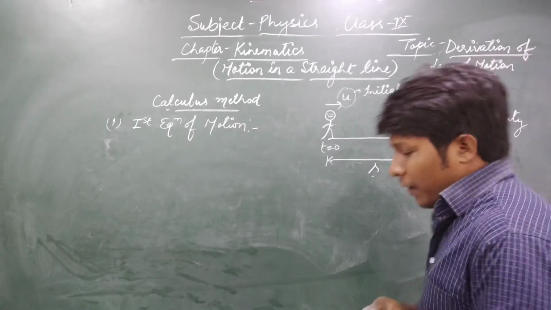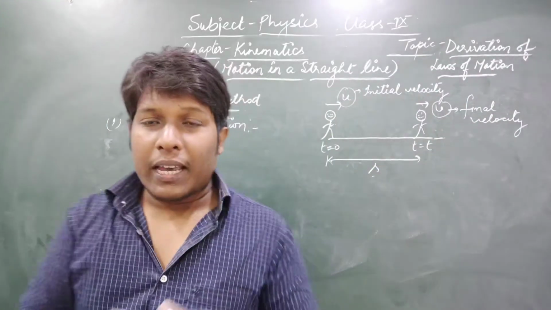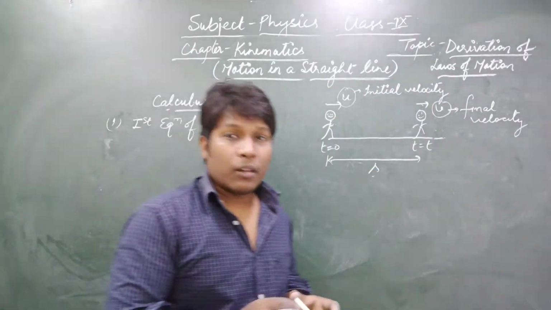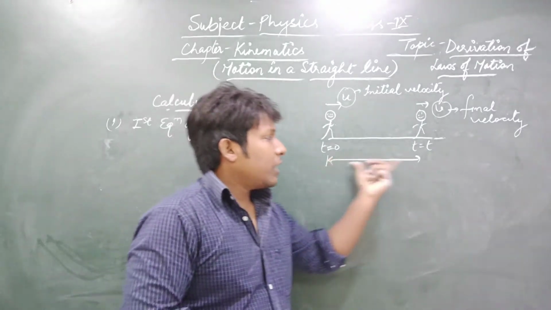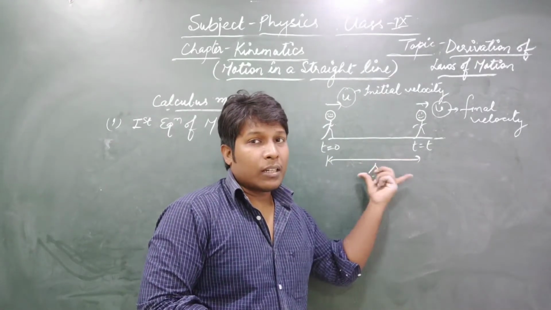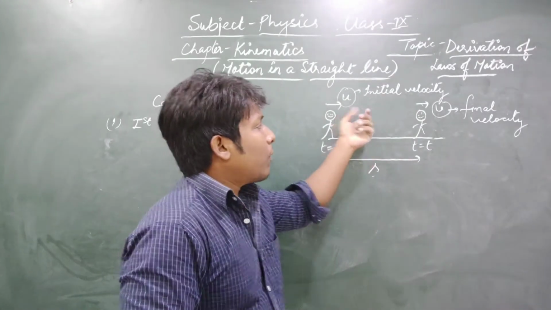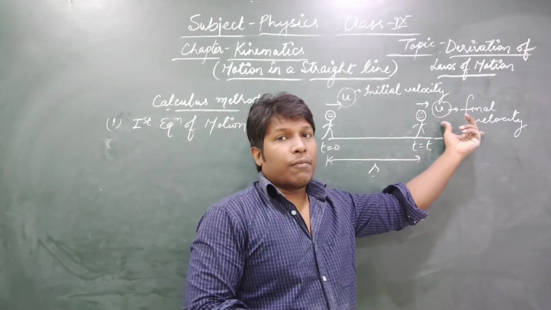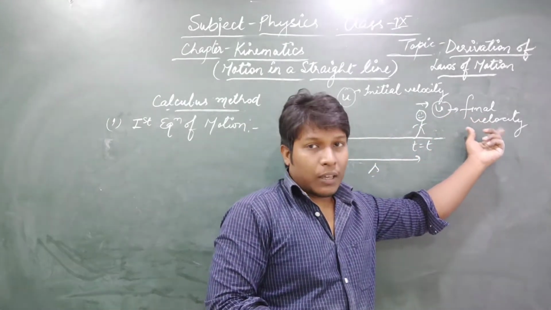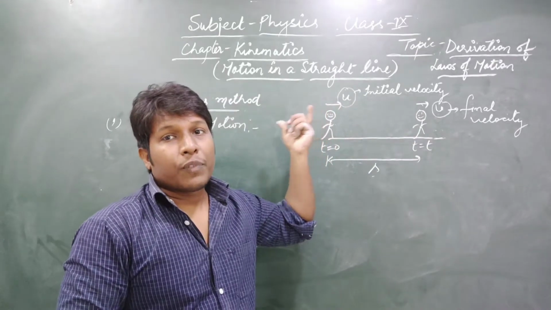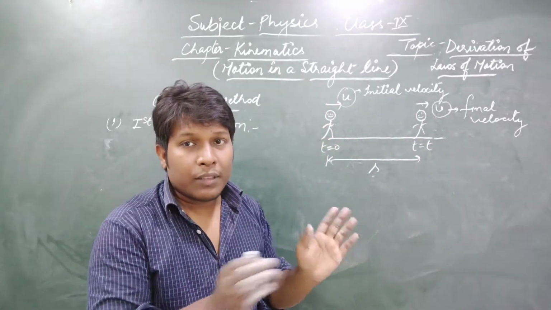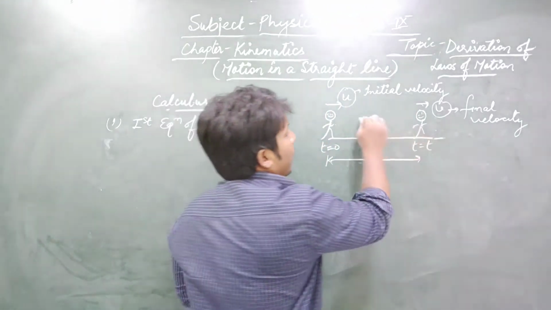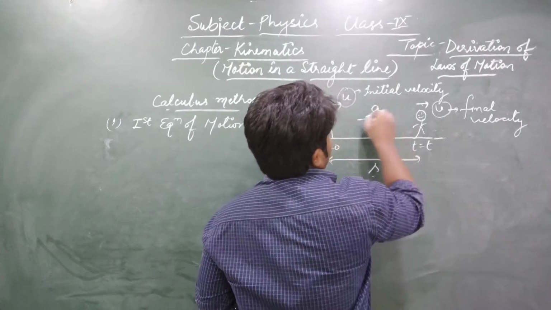Okay guys, we know what acceleration is. Acceleration is the rate of change of velocity. Now here the time is changing, and velocity is also changing. At time t the velocity is v and the initial velocity was u. So velocity is changing with respect to time, so the body will gain an acceleration a.